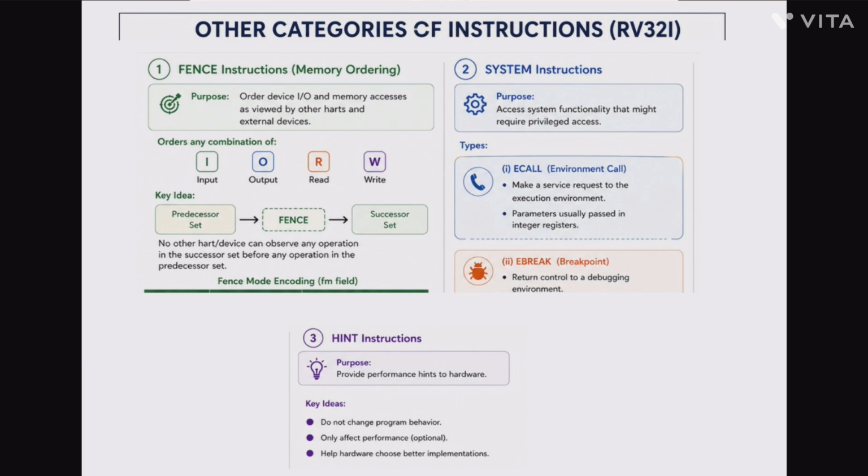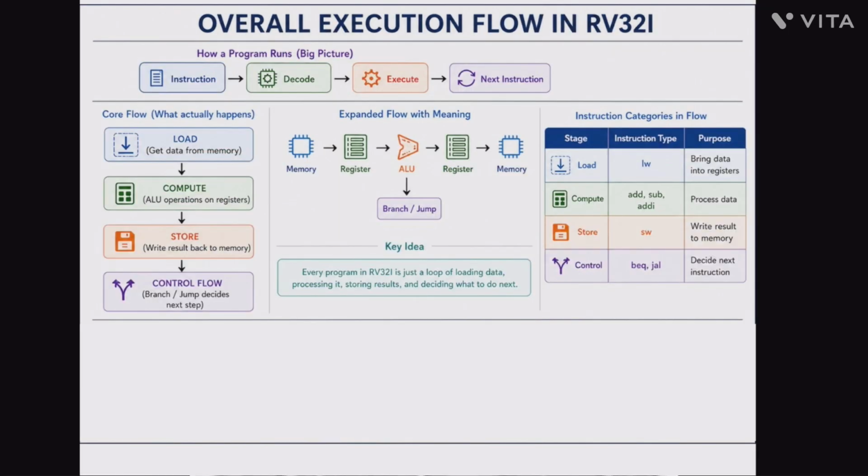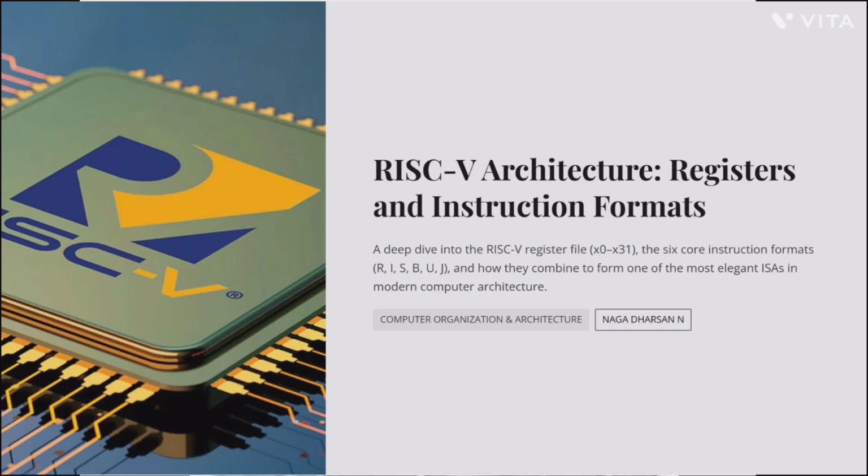So the overall execution flow in RV32I includes, first, load, where we get data from the memory, then compute with the ALU operations, then store right back to memory, and then control flow, which is used in case it is needed. So basically this is all about the execution flow. Now we'll be moving on to the register set and instruction set in detail.